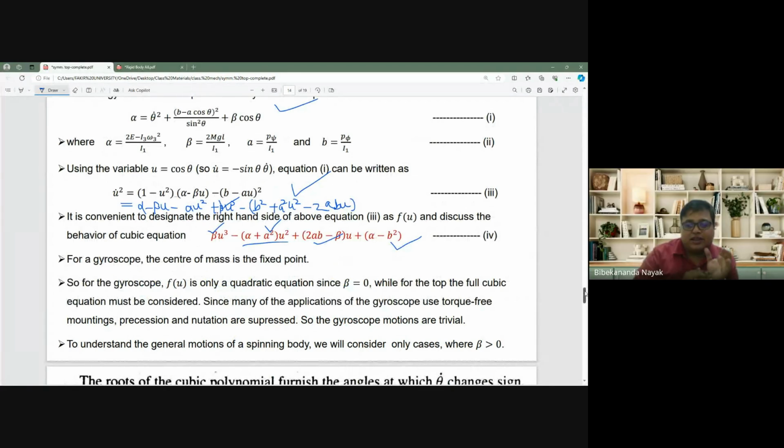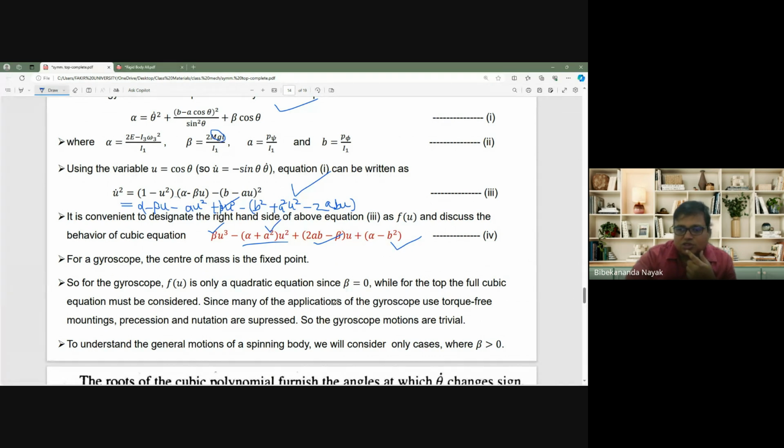For a gyroscope, the center of mass is a fixed point. Since the center of mass is fixed, the constants can be set to 0. For a gyroscope, f is only a quadratic equation since beta becomes 0, because beta is equal to 2mgl by I1, where l is the distance from the center of mass. If the fixed point is the center of mass, then it will be 0. On a gyroscope, it is 0.